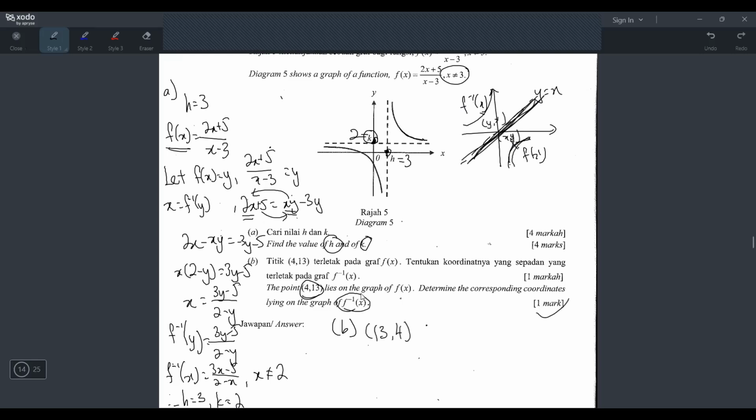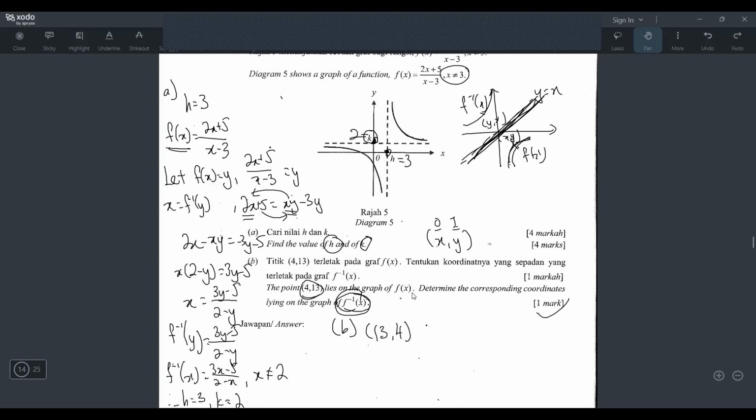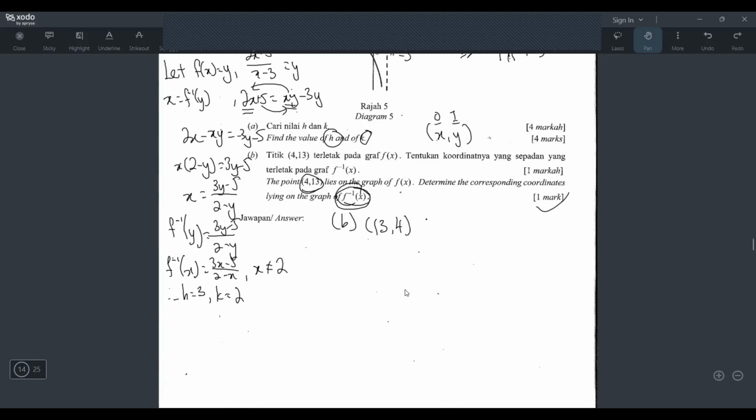Because when you are doing f inverse, it means you are taking the object and image and you reverse them. It means you are doing songsang. Songsang means this is the object, this is the image, and you reverse the object and image. That's why it's called inverse. So the x coordinate and y coordinate will be swapped. So (4, 13) becomes (13, 4). I think you just have to understand the concept of how to get the f inverse from the f(x). Okay, so I hope you understand.